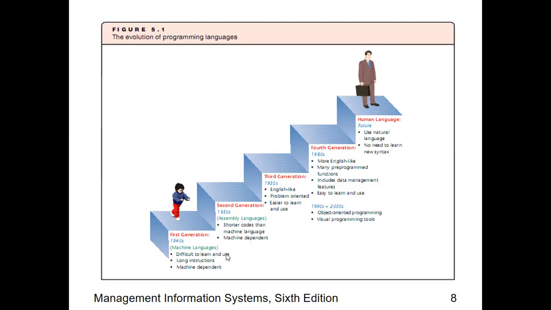Difficult to learn and use, long instructions, and machines can only read them. So machine dependent. For assembly, I said we use words, shorter codes, and still machine dependent. For third generation, English-like, problem-oriented, easier to learn and use as compared to the prior two. For fourth generation in the 1980s, more English-like, many pre-programmed functions as explained a while ago, easy to learn and use.